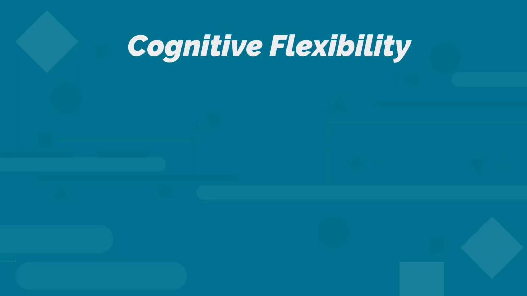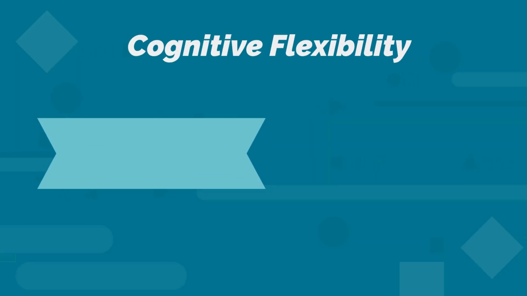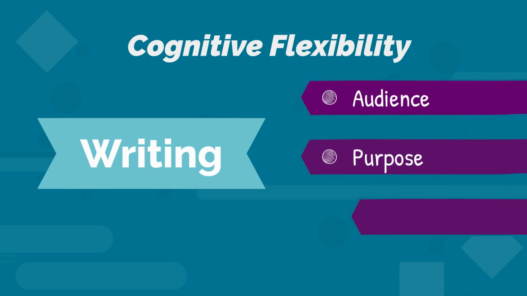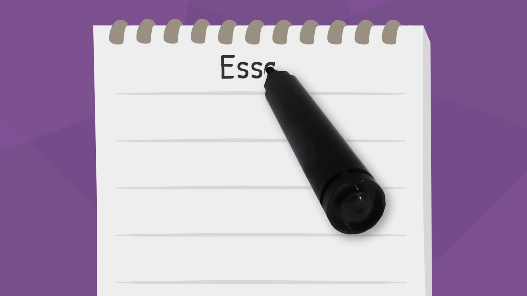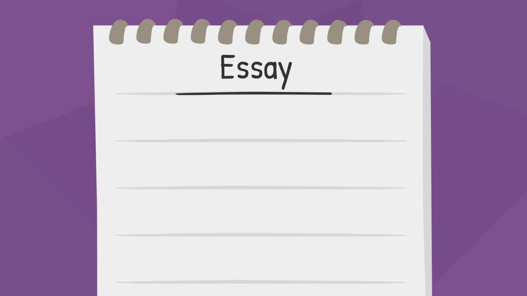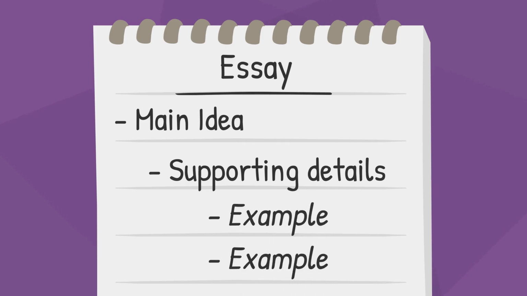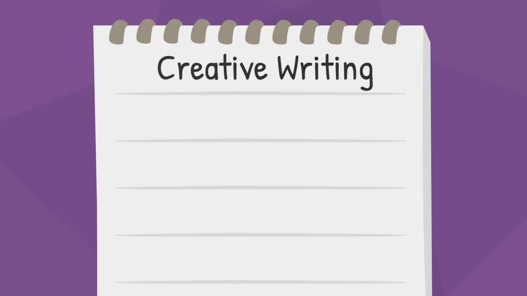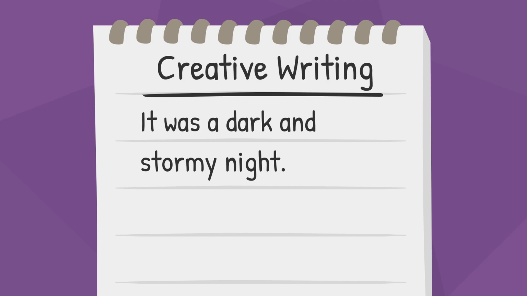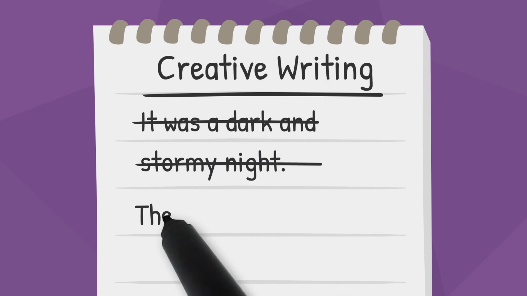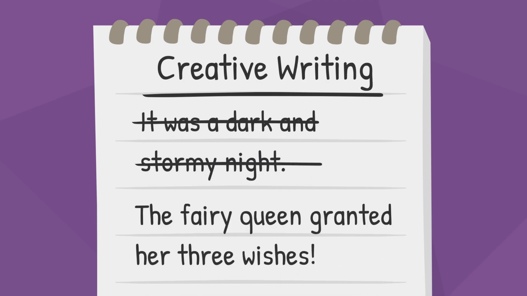Cognitive flexibility also underlies students' ability to write successfully. They must take into account audience, purpose, and perspective. For an essay, students must be able to flexibly shift from main ideas to details in order to develop a coherent thesis or argument. When writing creatively, students must keep their audience in mind. A murder mystery for adults will contain very different elements than a fairy tale for kids.